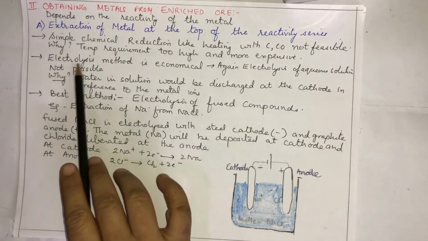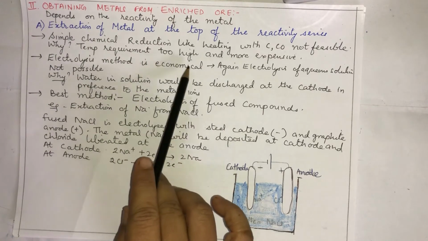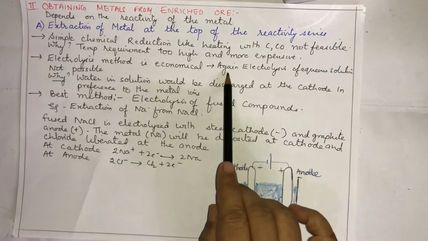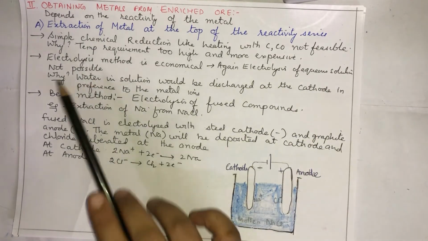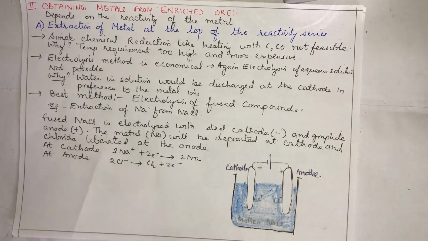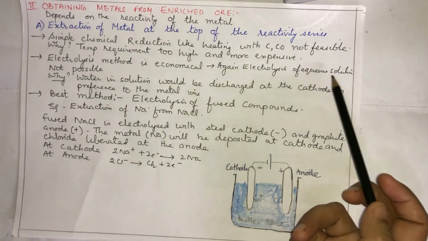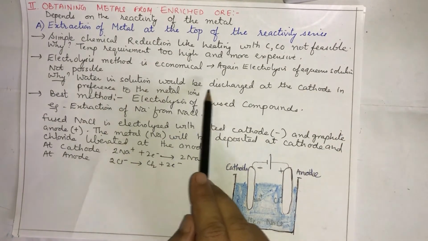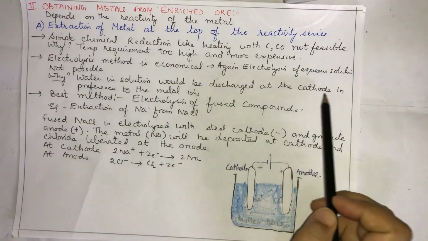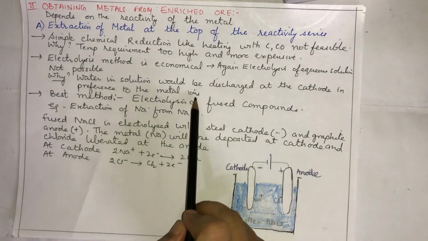Second is electrolysis method. It is economical, yes, but again this electrolysis of aqueous solution is not possible. Why is it not possible? Because water in the solution would be discharged at cathode in preference to the metal ions.